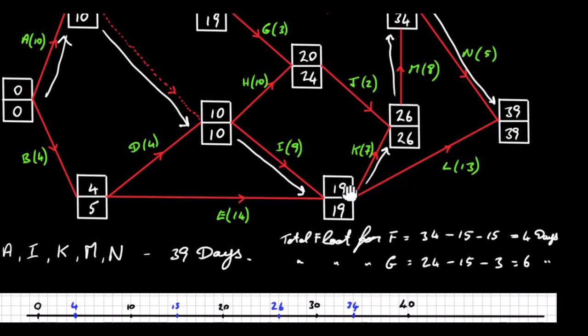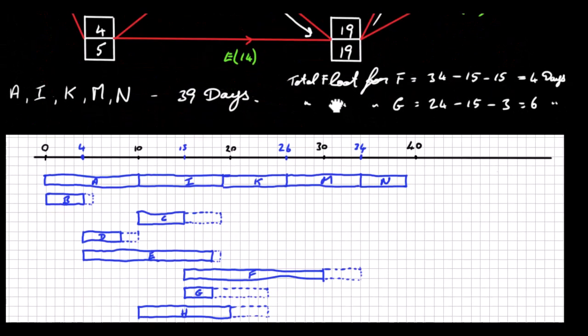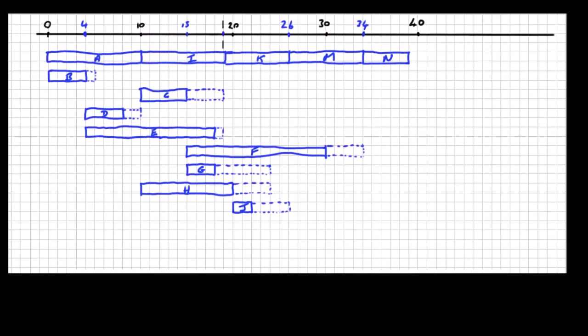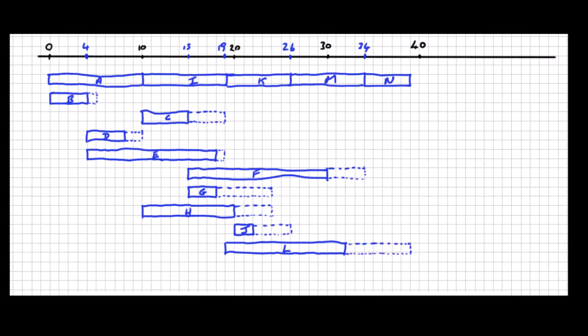So L starts at 19, it has a duration of 13 and has a total float of 39 minus 19 minus 13, which is a float of 7 days. So we're going to start at 19 and go out 13 days. This is 19 here. We're going to go out 13 days and it has a float of 7 days. Okay, and that's our Gantt chart for this particular project.